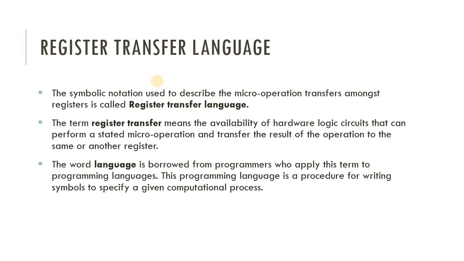And the next keyword is language. The word language is borrowed from the programmers who apply these terms to programming languages. A programming language is a procedure for writing symbols to specify a given conceptual process. As I said, a programming language provides some keywords, and by using those keywords we write the program. Same as the register transfer language provides some symbols to us, and we use those symbols to write the data transfer process between the registers. So that is the concept behind the register transfer language.